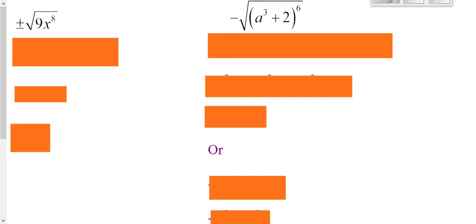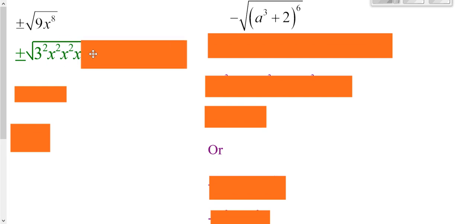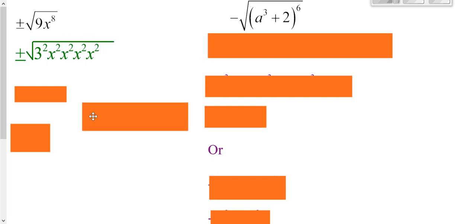So go ahead and try to work these out and then watch the video. Try to rewrite the inside of this one in perfect squares. And then your square root cancels out each one of these squares. And then your x times x times x times x, you could write as an x to the 4th.